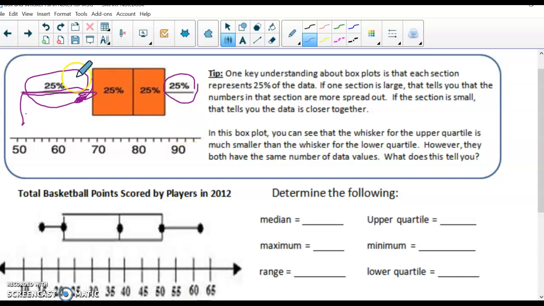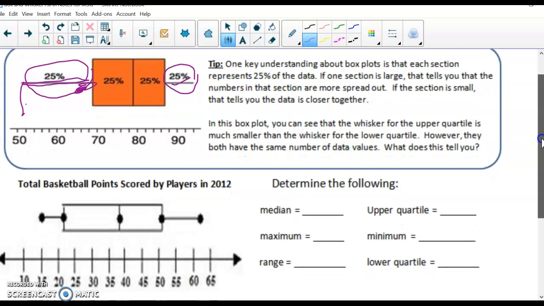But we need to remember that if we have 40 pieces of data, 10 pieces of data fall here and 10 pieces of data fall here. Just because this line is longer doesn't mean there's more data here. That is the biggest misunderstanding with box plots.